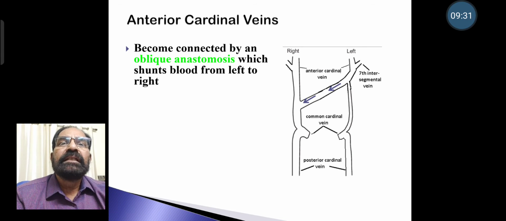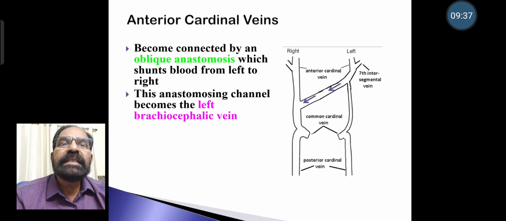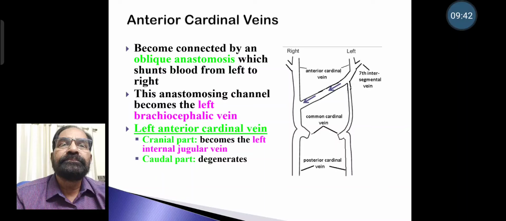Anterior cardinal veins become connected by an anastomosis which shunts blood from left to right. This anastomosing channel becomes the left brachiocephalic vein. The left anterior cardinal vein, cranial part becomes left internal jugular vein, the caudal part degenerates.